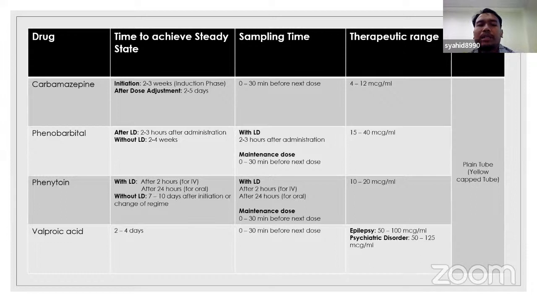Okay, for phenytoin, also the same with the phenobarbital. If the patient has been given a loading dose, after 2 hours for IV and after 24 hours for oral, which is a steady state. Without loading dose, it will take longer, which is 7 to 10 days after initiation or change of regime. For sampling time, after 2 hours of loading for IV and after 24 hours for oral. For maintenance dose, it is a pre-dose, which is 30 minutes before the next dose. And the target normally is 10 to 30.